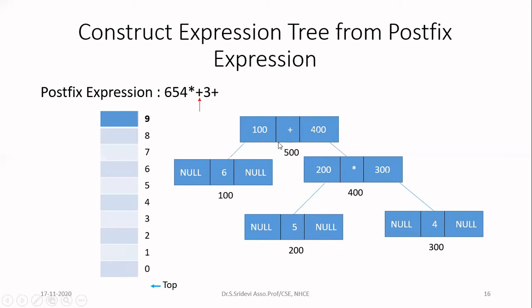Next, since it is an operator, I have attached it with the proper children. Now I have to push this address onto the stack. So I am pushing 500. Then I need to scan the next symbol. It is 3. This is an operand.